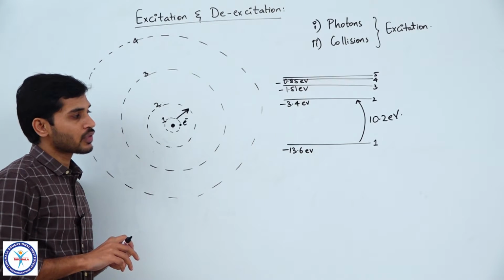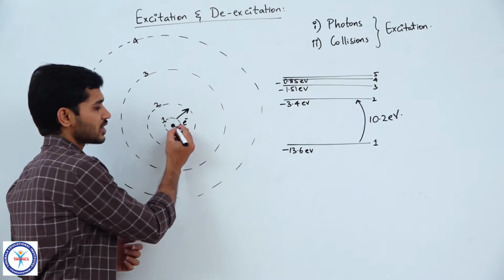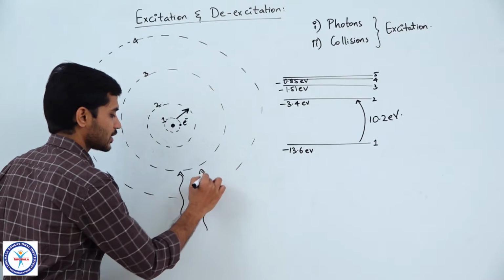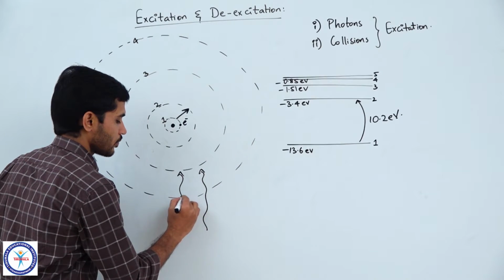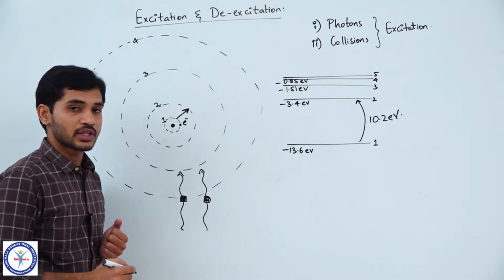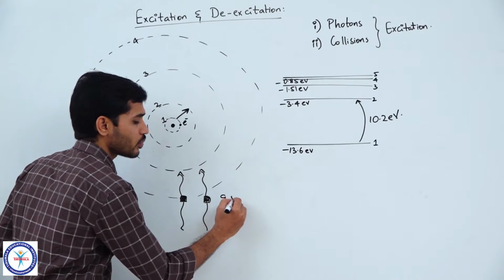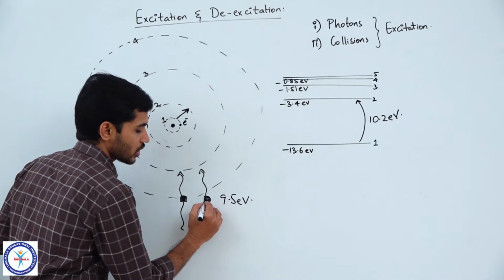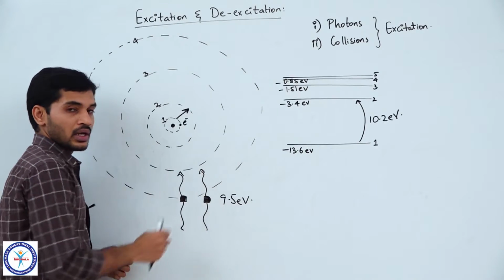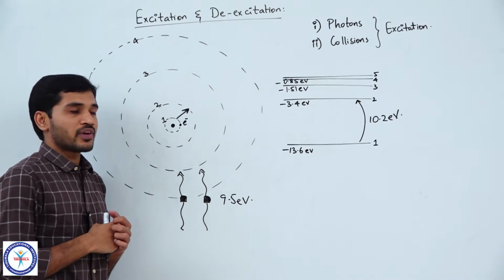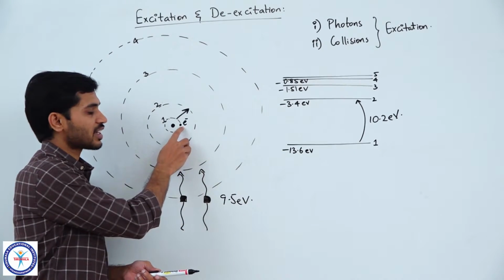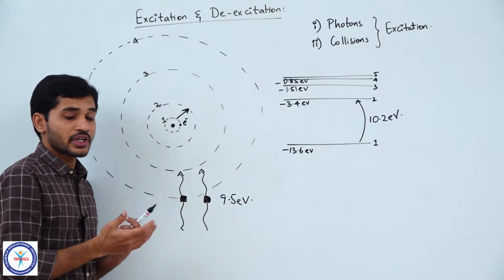What happens if the light which is incident on this atom has photons having an energy which is less than 10.2 electron volts? Let us say it has an energy of some 9.5 electron volts. So, all the photons in this beam have an energy of 9.5 electron volts. What happens if such a photon goes and strikes the electron? Can you guess what might happen?